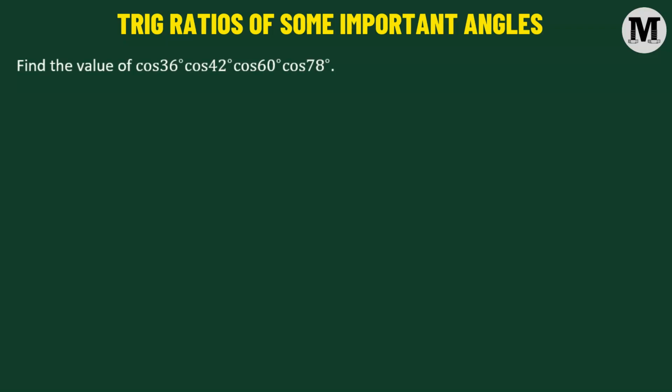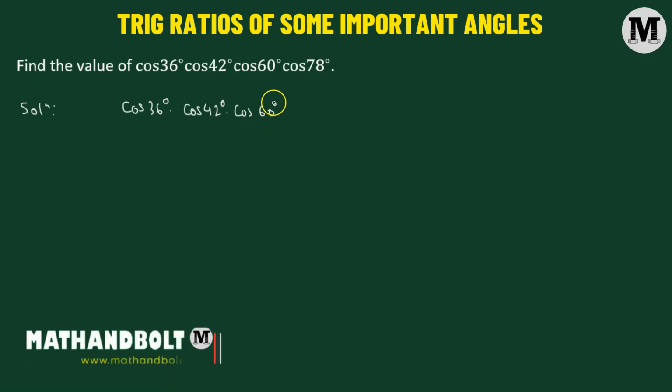We need to find out the value of the given trig expression. Let us begin. So here we have cosine of 36 degrees multiplied by cosine of 42 degrees times cosine of 60 degrees times cosine of 78 degrees.